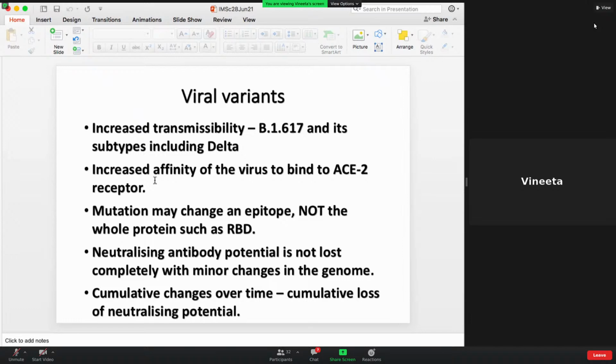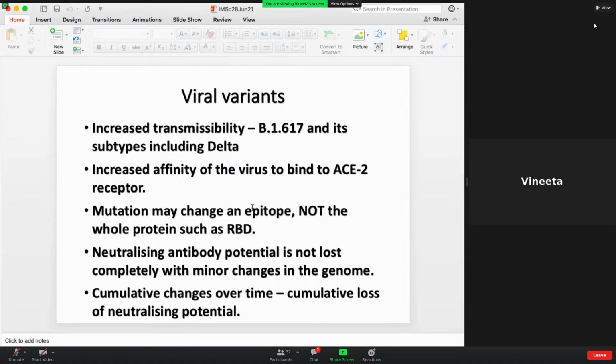So with that increased affinity, there is increased binding, increased entry, and hence much more efficient replication can take place, so that people infected with B1617 can possibly have a higher viral load.